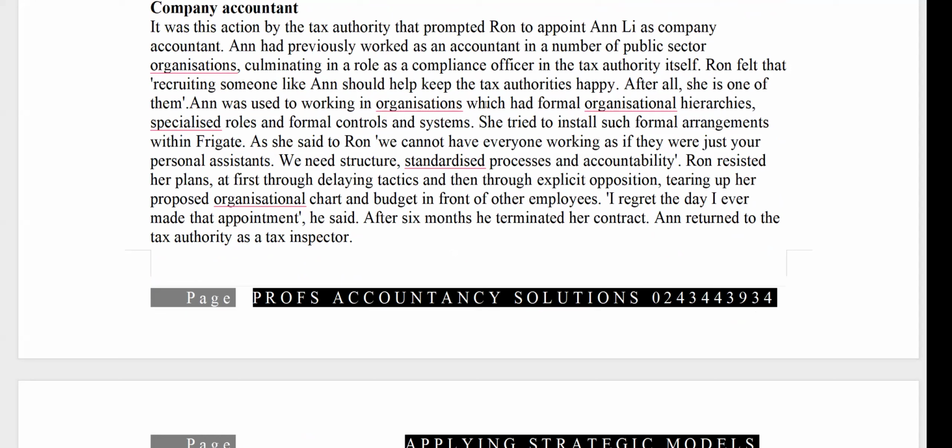Anne was used to working in organizations which had formal organization hierarchies, specialized roles, and formal controls and systems. She tried to install such formal arrangements with Frigate. As she said to Ron, we cannot have everyone working as if they were just your personal assistants. We need structure, standardized processes, and accountability. Ron resisted her plans at first through delaying tactics and then through explicit opposition, tearing up her proposed organizational chart and budget in front of the other employees. I regret the day I ever made that appointment, he said. After 6 months, he terminated her contract and she returned to the tax authority as a tax inspector.